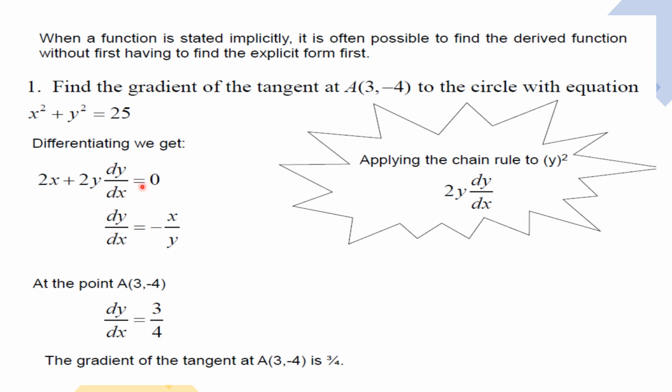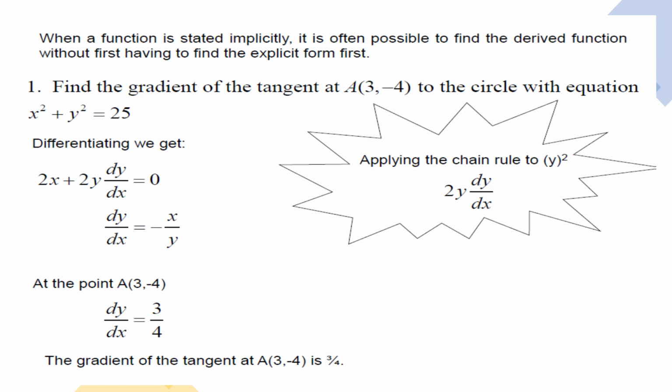Your next step is making dy dx the subject of the equation. So you leave dy dx on the left and bring everything else to the right. It becomes negative 2x over 2y, so it becomes negative x over y. And you need to find the gradient. Therefore, you need to substitute x as 3 and y as -4 into the function here, and you will get the gradient is 3 over 4. So therefore, the gradient of the tangent at (3, -4) is 3 over 4.